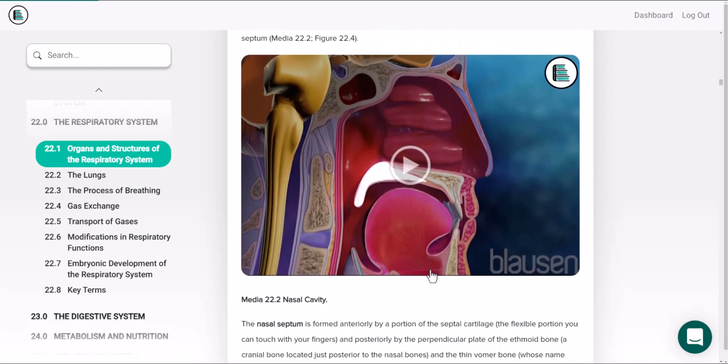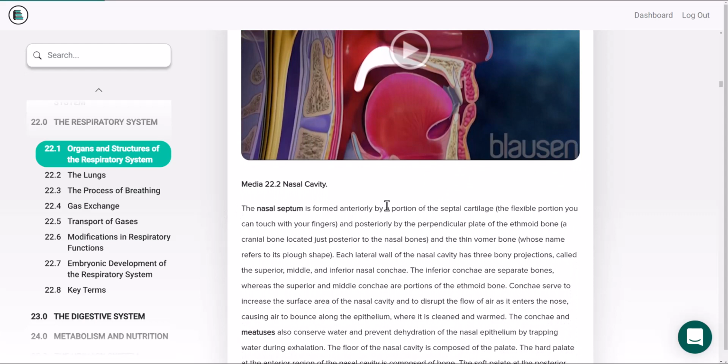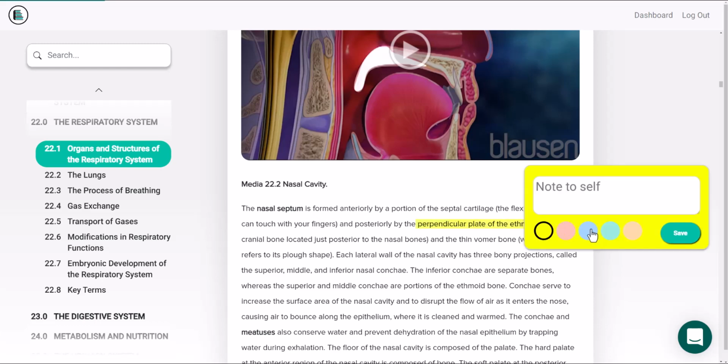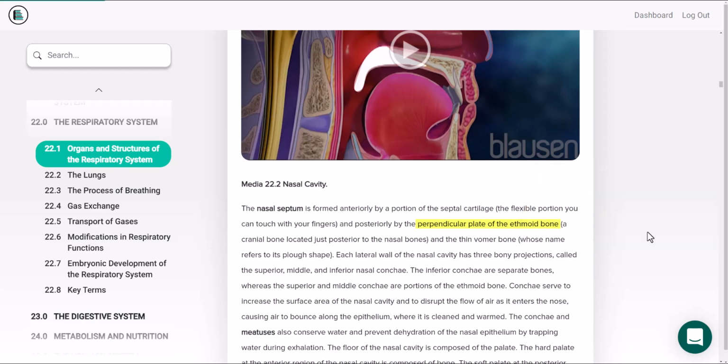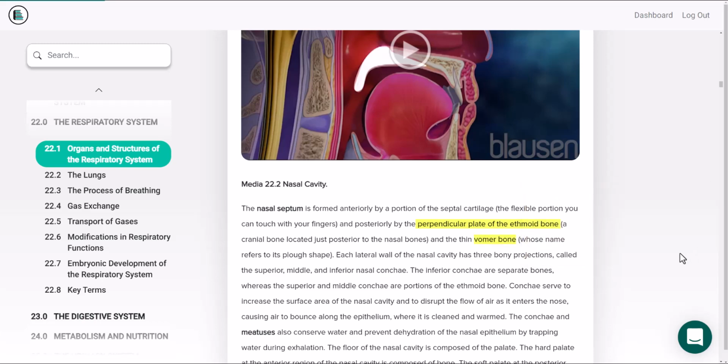Definitely watch these videos. You know about the nasal septum. It is what divides the left and right sides of your nose. And you know that there's two parts to the nasal septum. We learned this in the skeletal system. There's the perpendicular plate of the ethmoid bone. That's the more superior portion of the septum. And it meets up with the vomer, which is on the inferior portion of that septum.